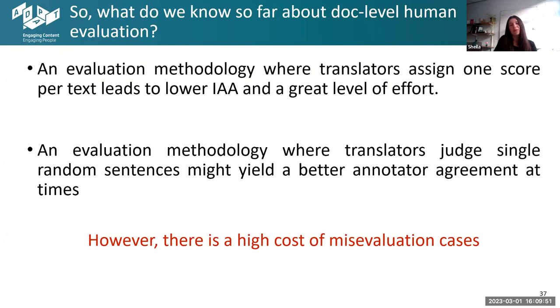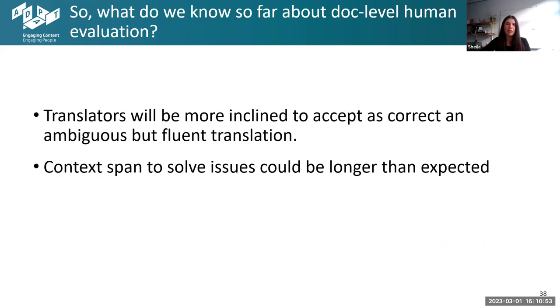So what do we know so far about document level human evaluation? We know that if we have a methodology where translators assign one score per text, just one for the full text, it leads to a very low inter-annotator agreement, a great level of effort, and the scores don't tell you much. But if you have an evaluation methodology where translators judge random single sentences, it can have better inter-annotator agreement at times, but there is a high cost of misevaluation cases. And we cannot afford more misevaluation cases because the machine translation systems that we have nowadays are very, very good. So we have to be more strict with the way that we evaluate them.